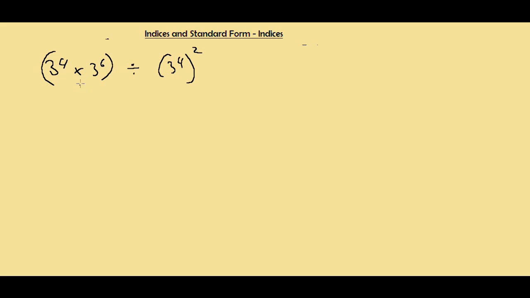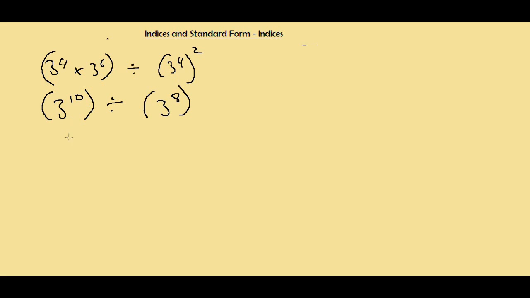So first of all, your BIDMAS tells you that we'll deal with anything in brackets first, and we've got 2 sets of brackets, so we'll deal with the first set first. So 3 to the power of 4 times 3 to the power of 6, well, that makes 3 to the power of 10, because we're adding those powers together. And then we're dividing it by 3 to the power of 4 to the power of 2. But that's a double power in the bracket, so we can times those powers together, so that makes 3 to the power of 8.